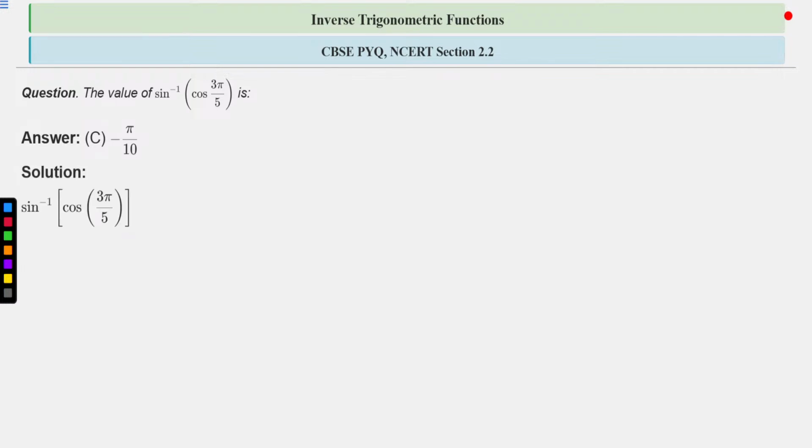See, we basically have to find sine inverse cos 3 pi by 5. So now 3 pi by 5 can be written as pi by 2 plus pi by 10, isn't it? So it can be written as sine inverse cos of pi by 2 plus pi by 10, right? So now we know that cos of pi by 2 plus theta is basically minus sine theta, right?